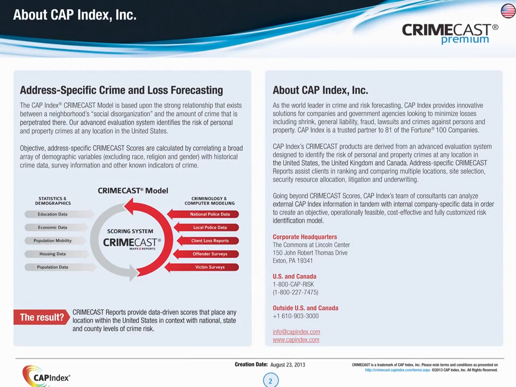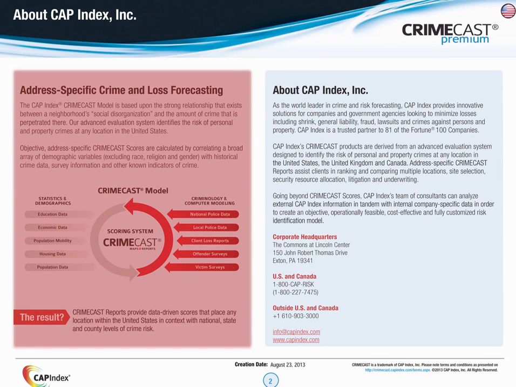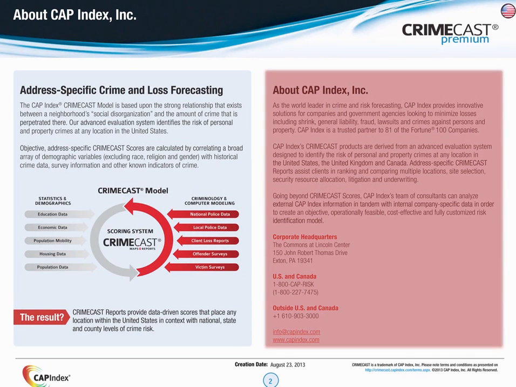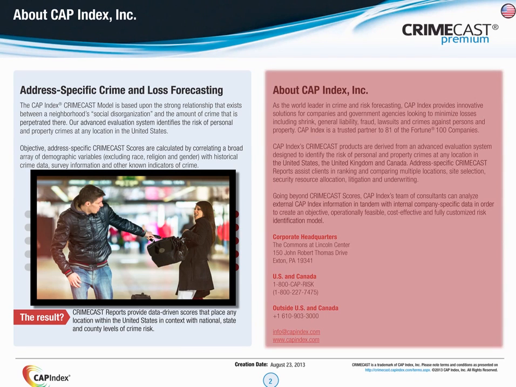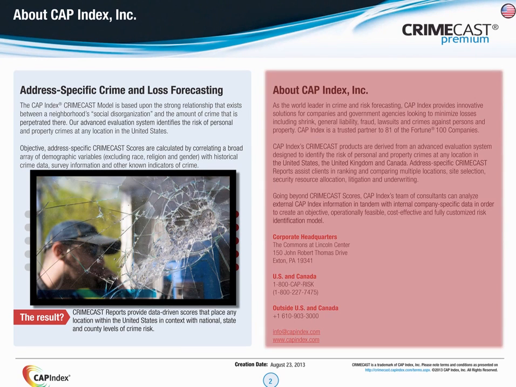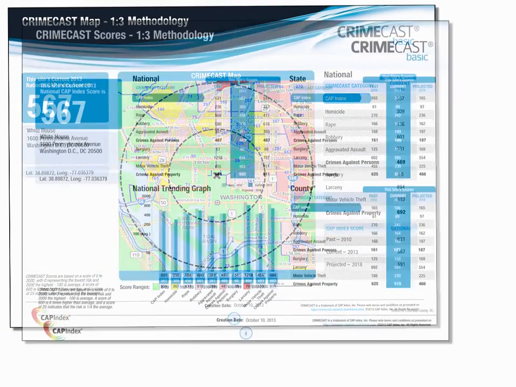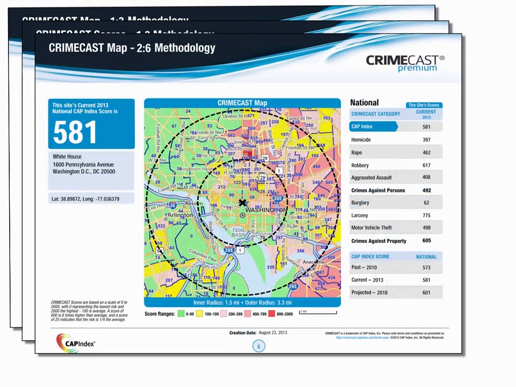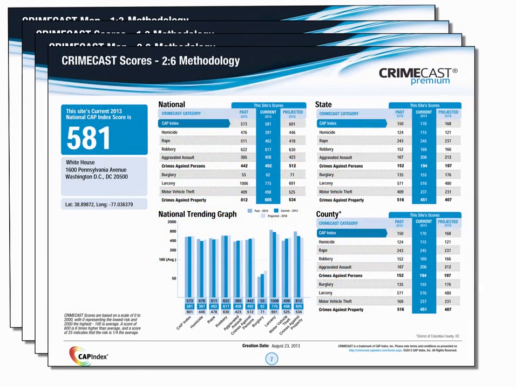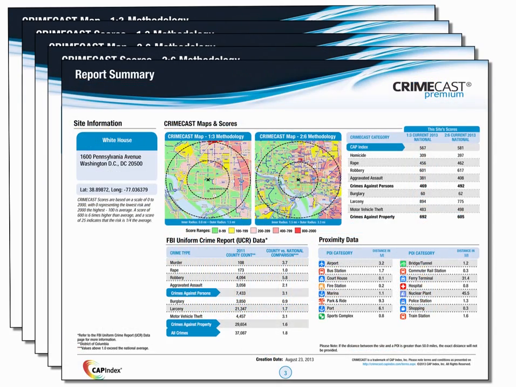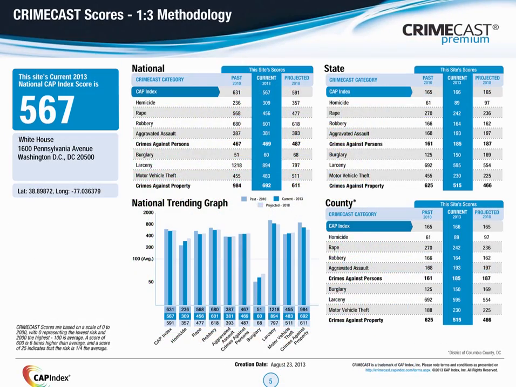The second page of the report provides a brief background about the theory of social disorganization, which is the basis for the CRIMECAST scoring model that has been the industry standard for more than 25 years. There is also a description of CAP Index, the leader in crimes against persons and crimes against property risk forecasting. The next 2 pages in a basic report, or the next 5 pages in a premium report, contain the 2 primary elements that are used to understand relative risks associated with your scored location: CRIMECAST maps and CRIMECAST scores.